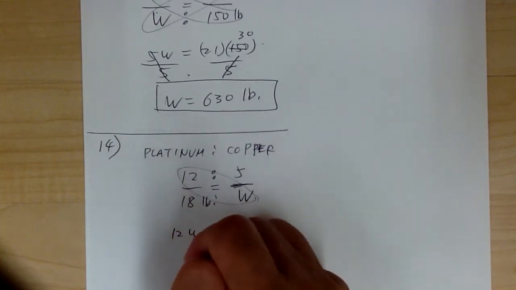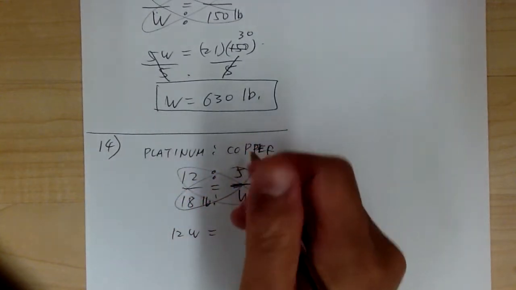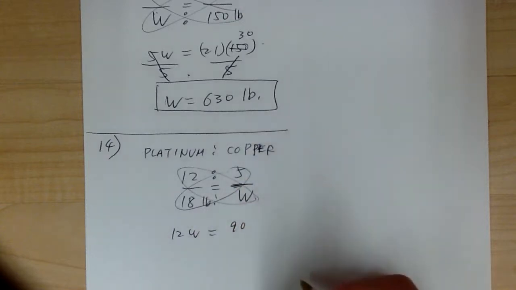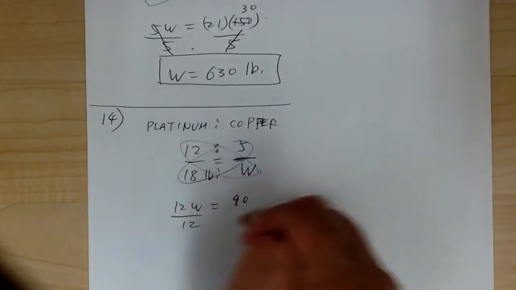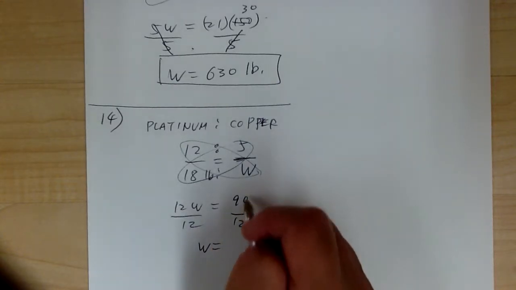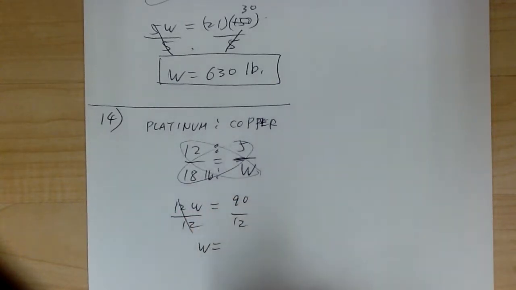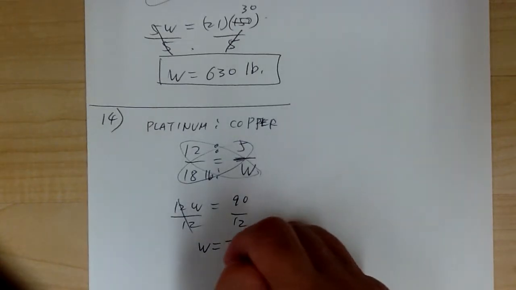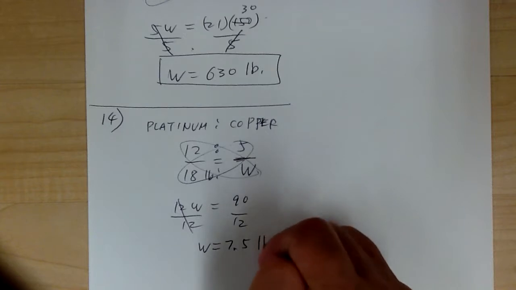So you've got 12W equal to, multiply, so you get 90. Then you can divide by 12, so use your calculator. 90 divided by 12 equals 7.5 pounds.